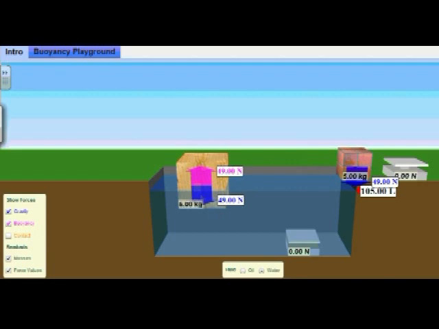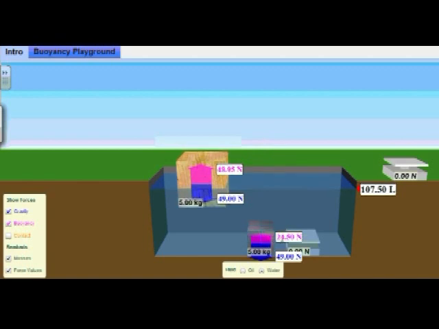Comparing that to a block that is of the same mass and the same weight, but a different surface area and volume, you know that this block is going to sink because it has a lower buoyant force.